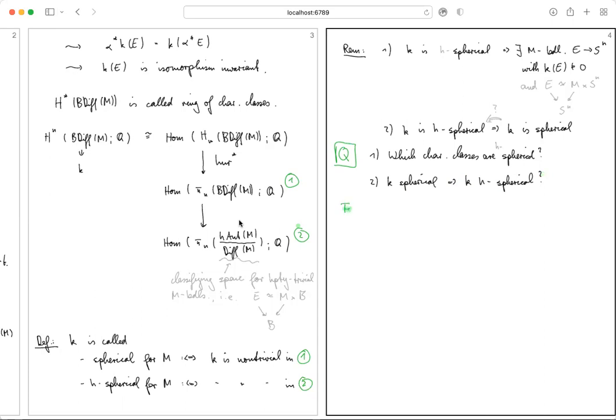But before I can do this, I need to go back one step, because I ask a very specific question because I want to know which characteristic classes have a certain property without saying anything about what kind of characteristic classes there are. So first, in order to talk about this, I need to talk about what kind of characteristic classes are there.